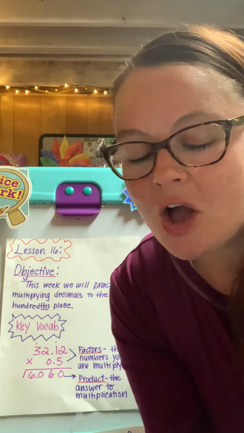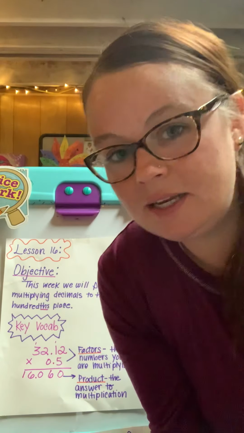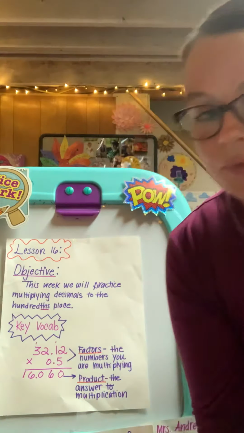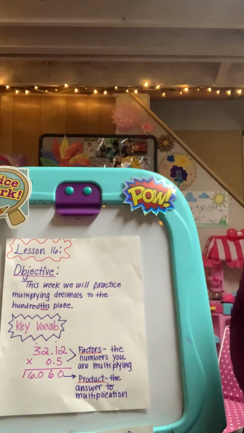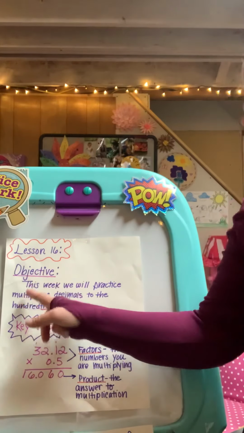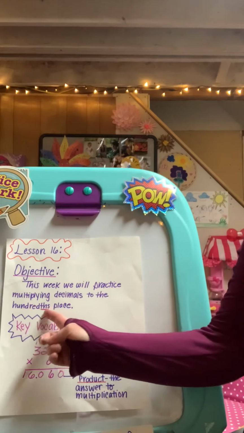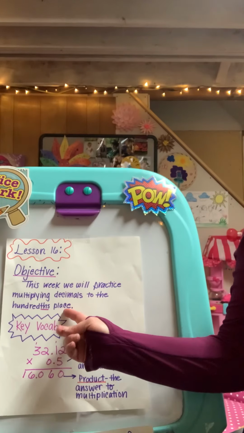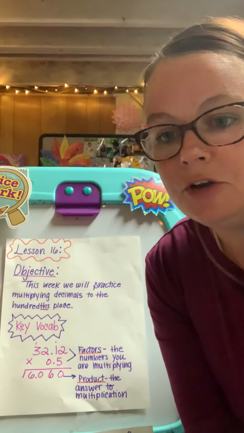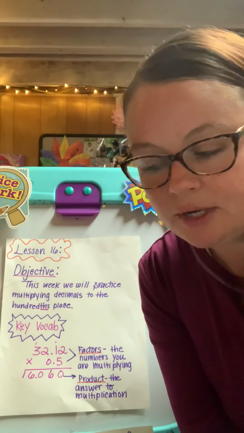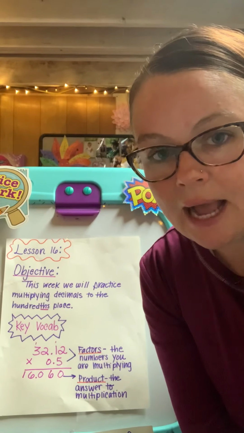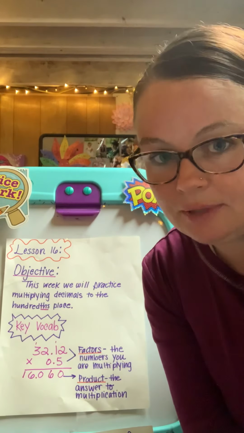All right. Our lesson this week is lesson 16 on Ready Math. Let's take a look. The objective of the week is practicing multiplying decimals to the hundredths place. So the last few weeks we've been working with decimals, understanding place value, comparing and rounding. This week is a good review on how to multiply decimals using place value.